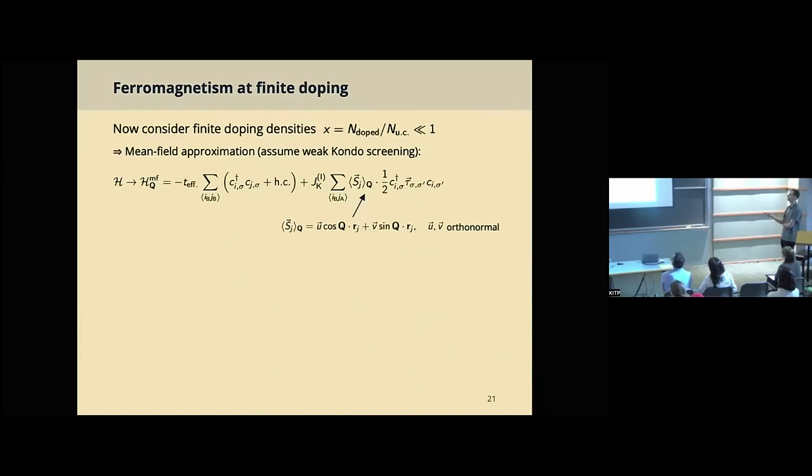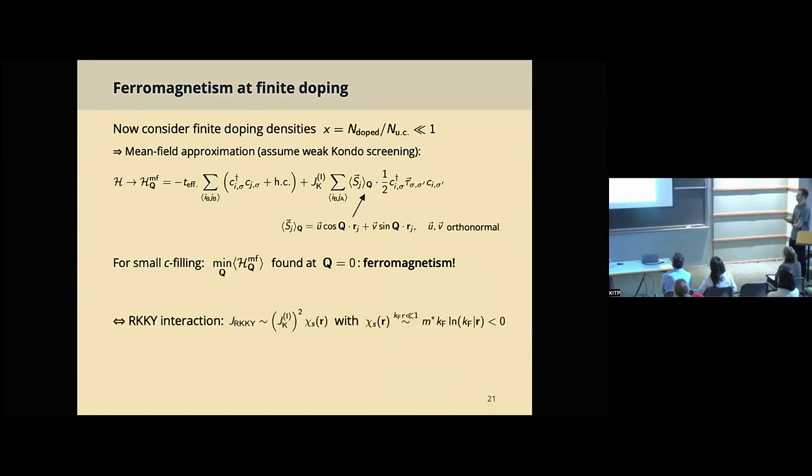And now I can basically optimize Q, or find the minimum mean field energy of this with respect to Q. And I find that in particular for small conduction electron fillings, the minimum is found exactly at Q equals zero, which is consistent with ferromagnetic order. This also can be understood from an effective RKKY interaction.